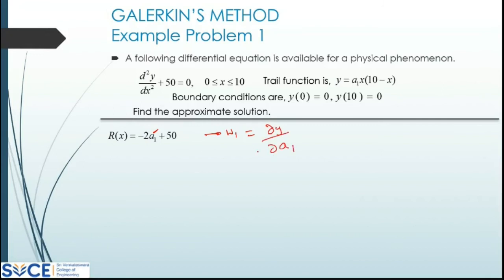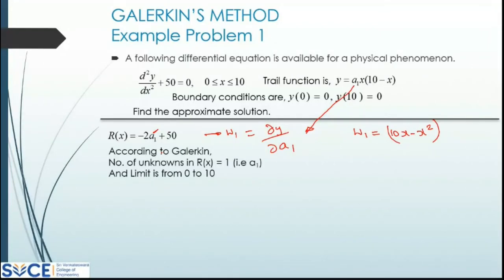Since we have a1, we take dou y by dou a1. This is my trial function, and I have to differentiate it now. Partially differentiating, I will get w1 is equal to a1 differentiated, which becomes 1, so the remaining terms give 10x minus x square. This I have to multiply with r of x, integrate it, and then equate it.